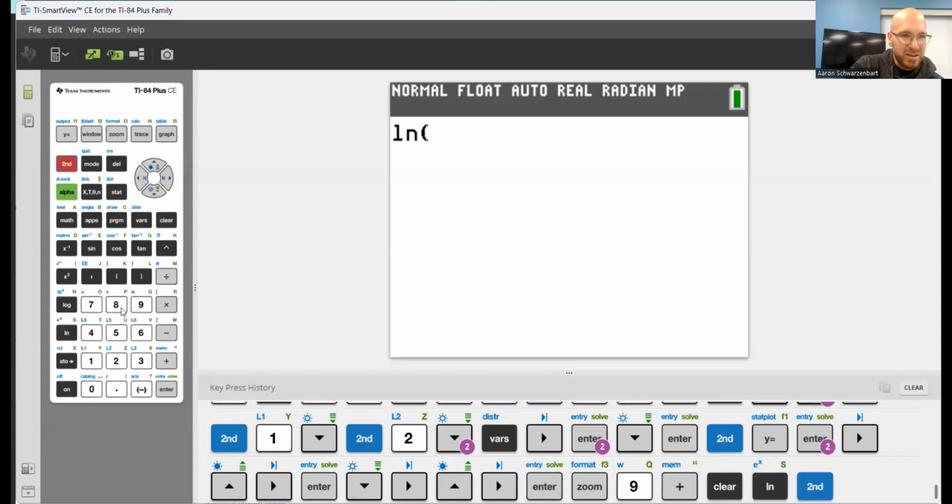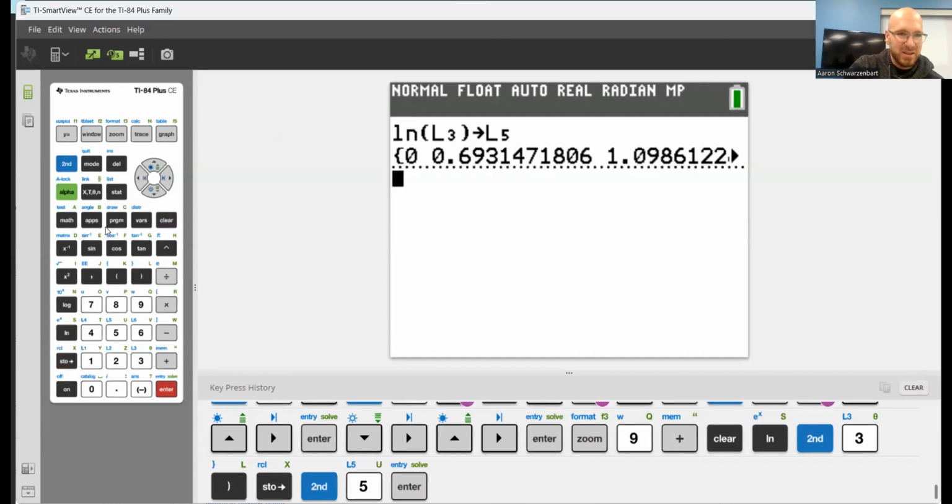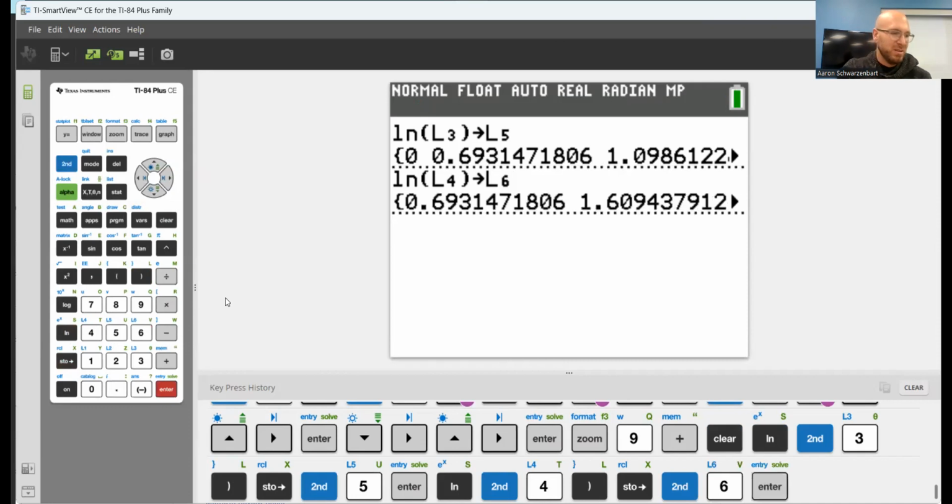So I'm going to do ln of my data's in L3, and I'm going to store that in L5. So I do ln L3, store L5, hit enter, and I will do the same thing with L4. ln L4, and I'll store it in L6. And I want to know what's going to turn this into a straight line.